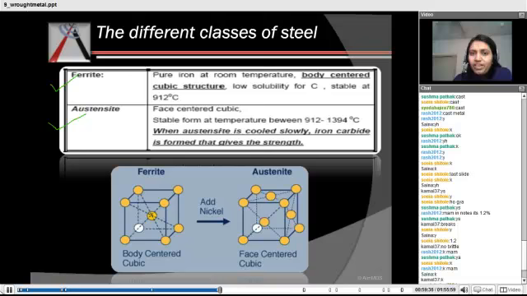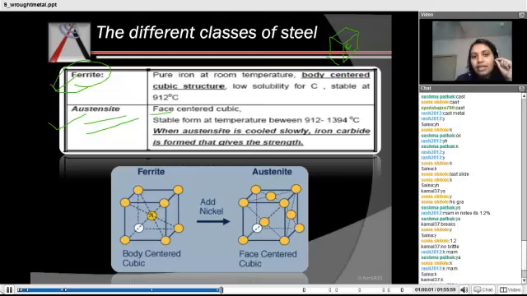So when we say ferrite, ferrite is a body-centered cubic structure. So it's a cube and your carbon actually sits in the center. Right? So the basic structure of your iron is a cubicle, and in the center you have the carbon element sitting there. So that is what is ferrite.